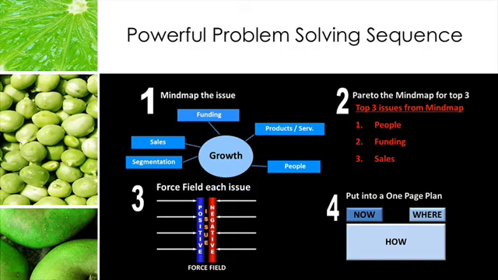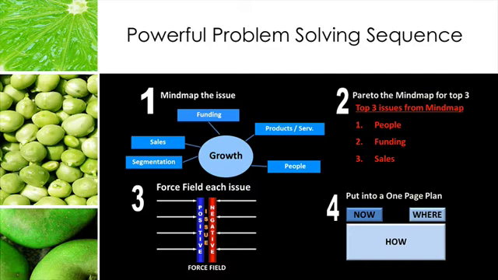Once you've got your mind map, then you use the Pareto Principle or the 80-20 rule to help you sort the mind map and to pick out the top 3 issues from that mind map. So pick out the top 3 issues using the Pareto Principle. And the question here is, if we resolve these top 3 issues, will that help us to deliver 80% of the problem or fix 80% of the problem, achieve 80% of the outcomes we're aiming for?